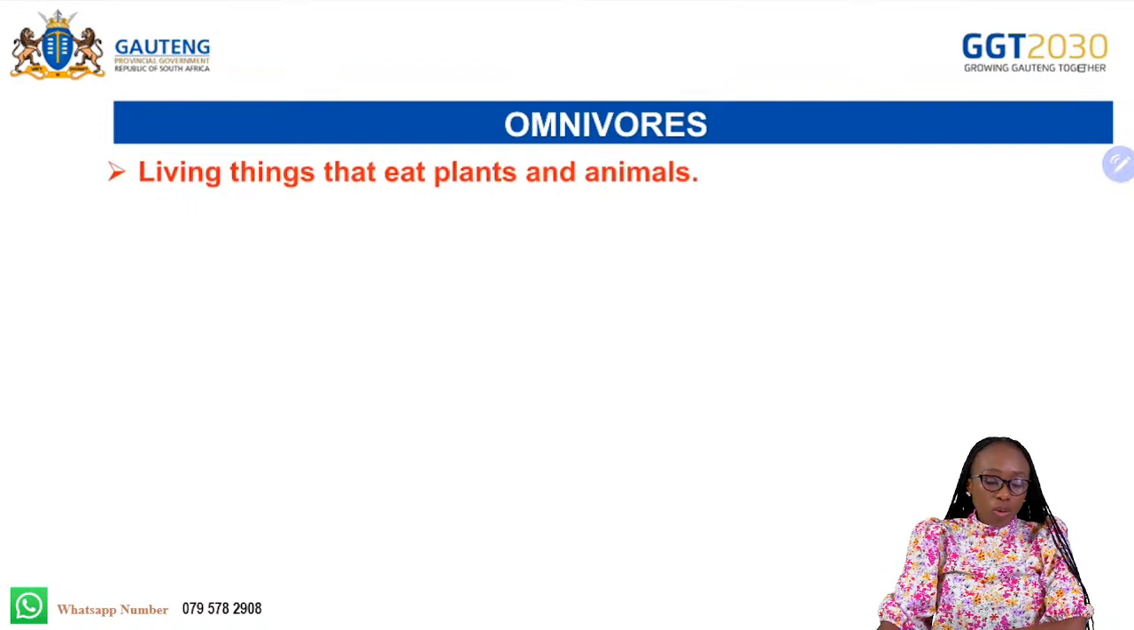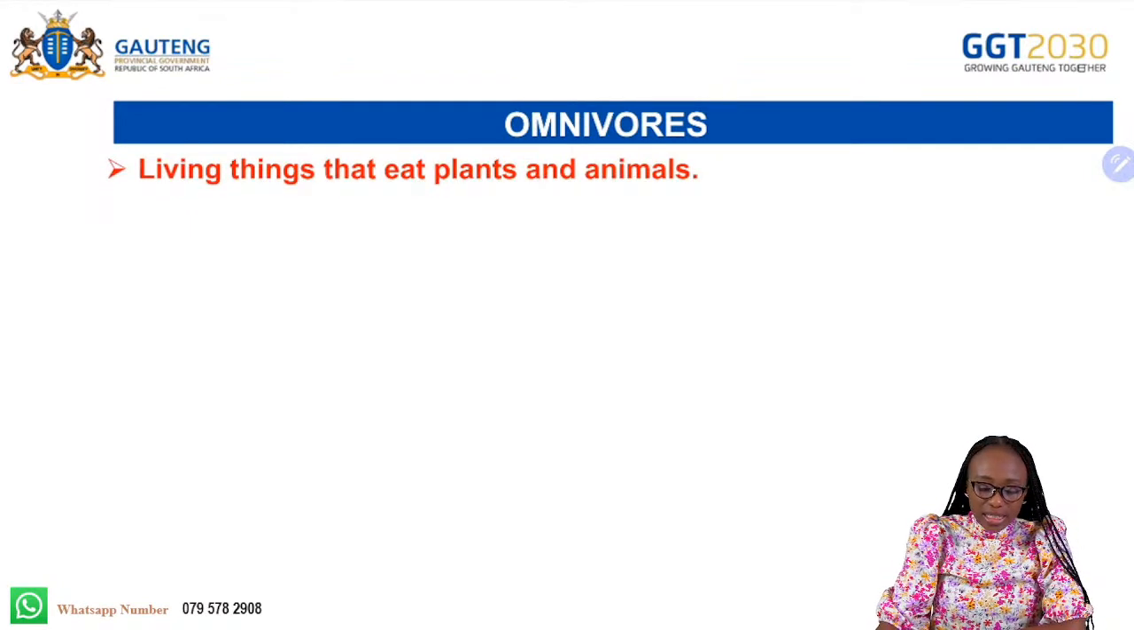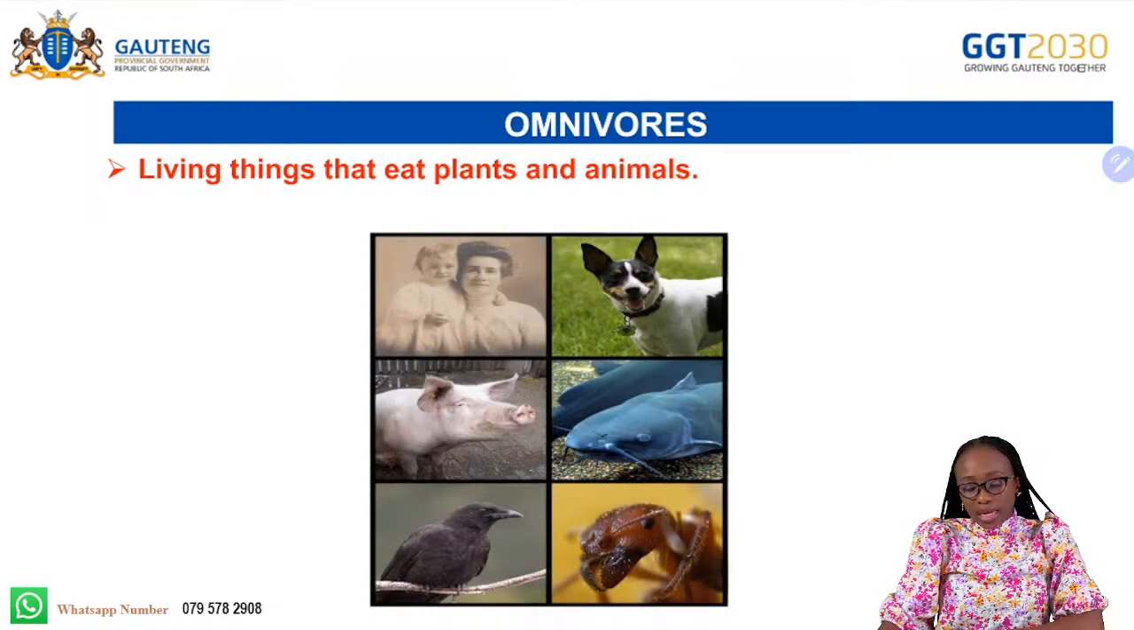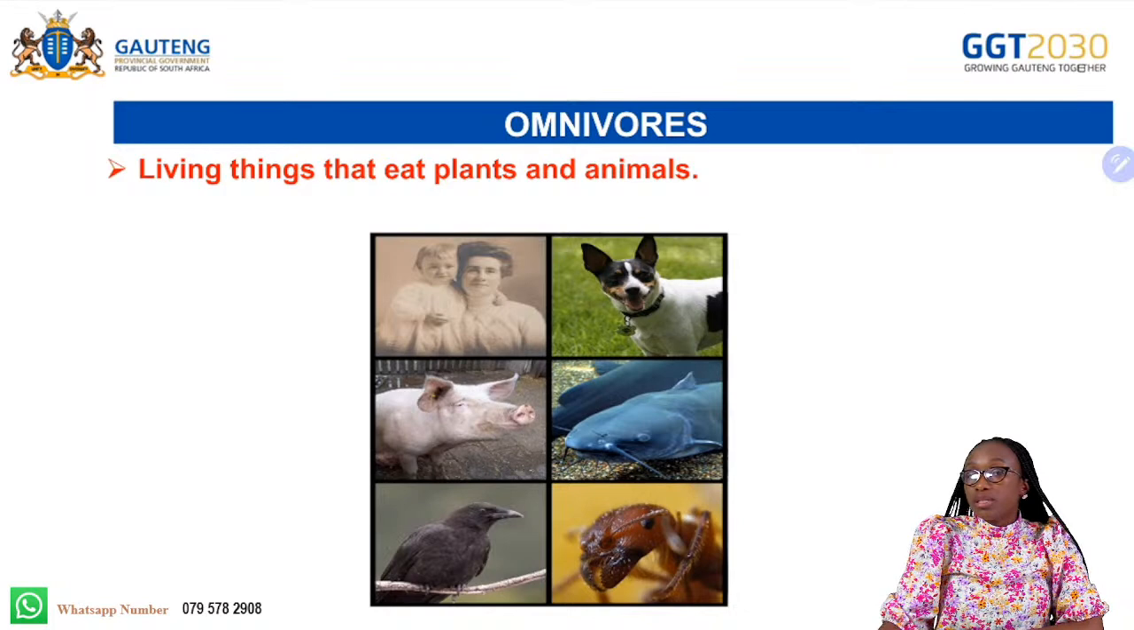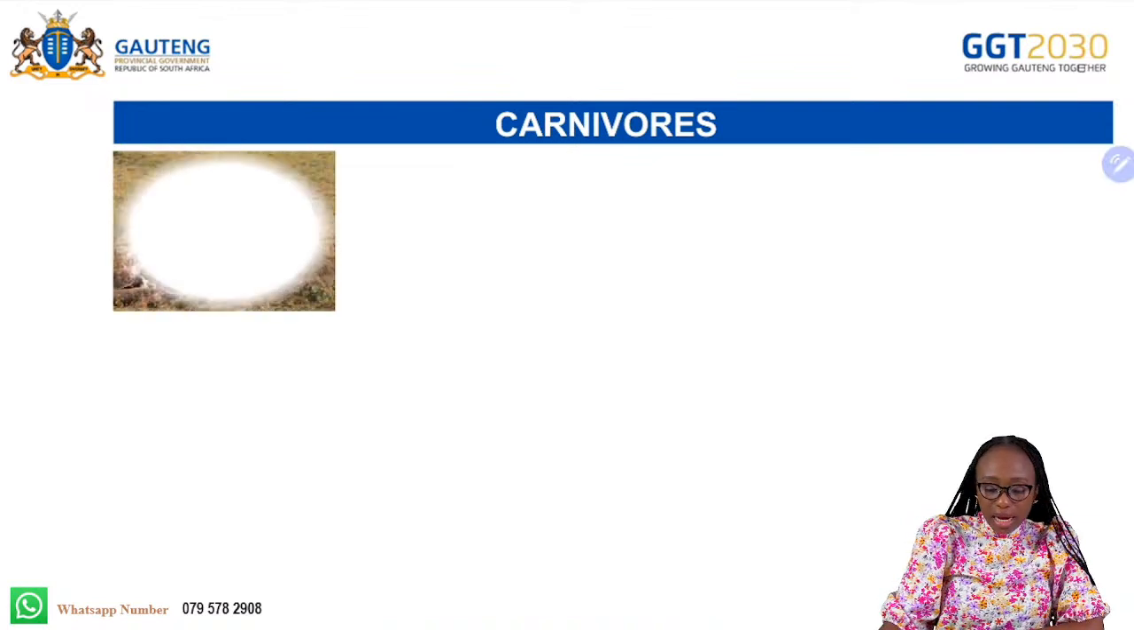Then we've got omnivores. These living things eat plants and animals. These are human beings, pigs, certain types of fish, insects, and some dogs. So these are omnivores.